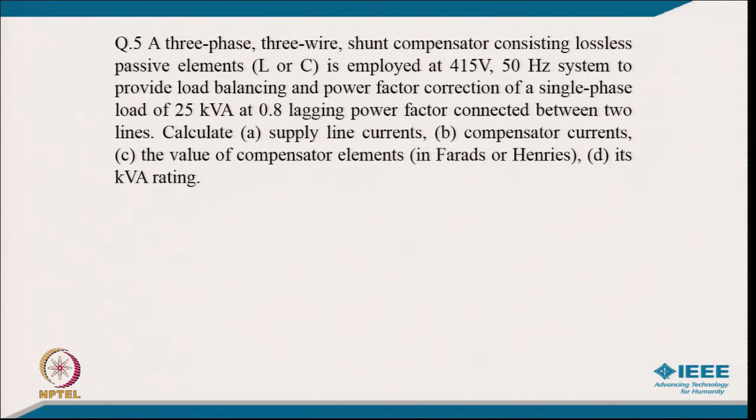Coming to another example: a 3 phase 3 wire shunt compensator consisting of lossless passive elements is employed at a 415 volt 50 hertz system to provide load balancing and power factor correction of a single phase load of 25 kVA at 0.8 lagging power factor connected between two lines. Calculate the supply line current, compensator current, the VA value of the compensator elements in farad and henry, and its kVA rating.